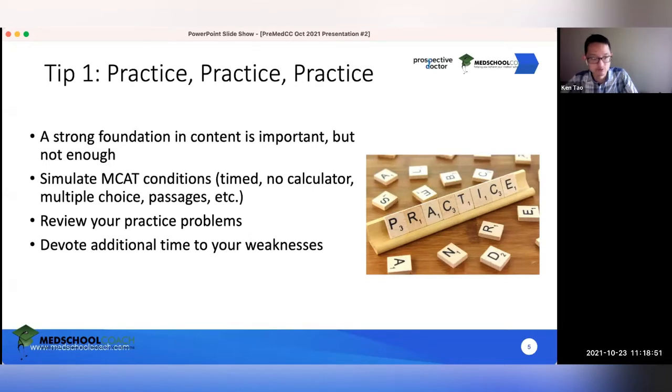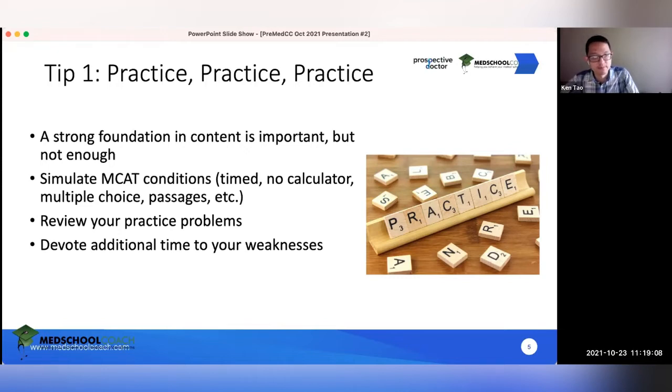So you do want to have a strong foundational content, right? You do want to have a good foundational understanding of the science content tested on the exam, but you also need to learn how to apply your knowledge of science to practice questions.